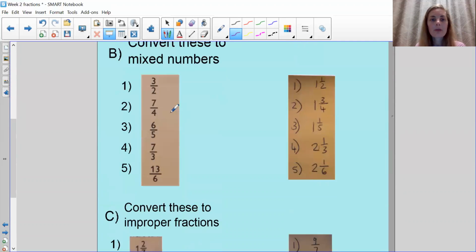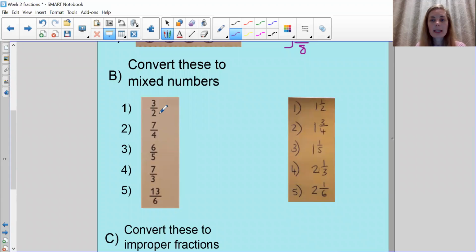Right, here you had to convert these numbers into mixed numbers. So I said 2 goes into 3 1 whole time, and I'm left with 1/2. Then 4 goes into 7 once, and I'm left with 3/4. 5 goes into 6 once, and I'm left with 1/5. 3 goes into 7 2 times, and I'm left with 1/3. And 6 goes into 13 twice, and I'm left with 1/6. So hopefully you did that.